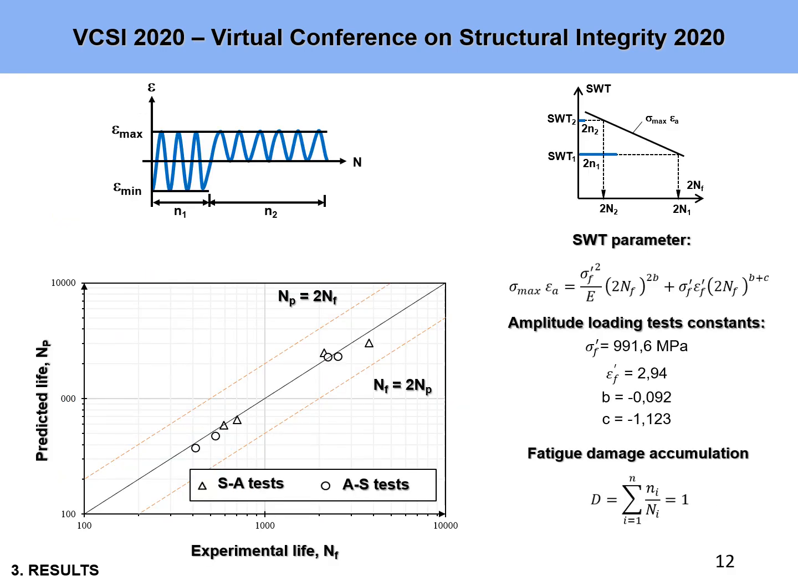In this study, the fatigue life predictions were done using the SWT parameter, and the fatigue properties were determined from the constant amplitude loading tests. The fatigue damage accumulation was estimated through Miner's law. Failure occurred when damage was equal to unity, D equals 1. By analyzing the plot, it's possible to see the proximity between the predicted life and the experimental life, which is an interesting result.